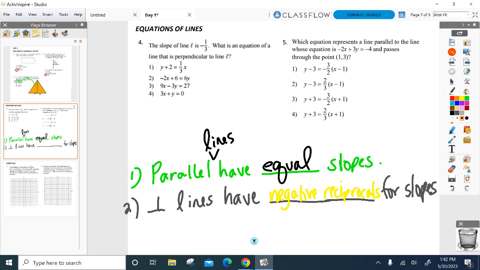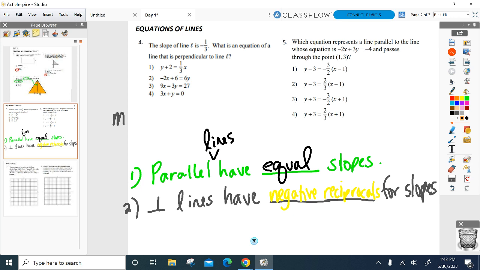All right, so let's see if we can answer these multiple choice questions. The slope of line L is negative 1/3. What about a line perpendicular to it? Also, any problem we do is from an old Regents. These problems are from old Regents exams to give you a little taste of the difficulty sometimes.